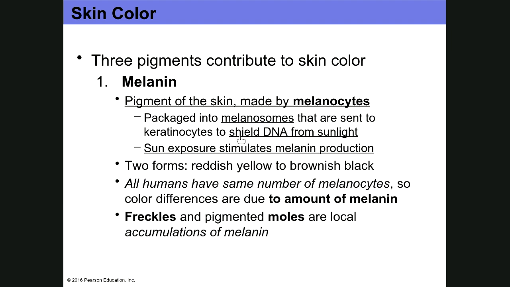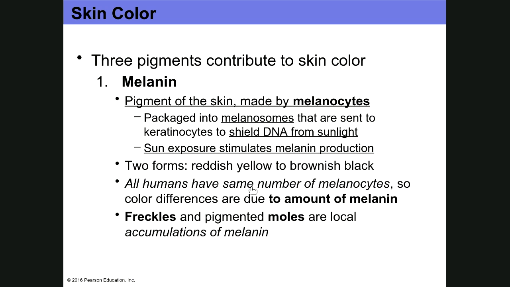So it follows that if you increase the amount of sun exposure you have, this is going to stimulate an increase in the production of melanin. This is how a suntan happens. Melanin gives a dark color, from a reddish color to brownish to black color, to the skin. So the more sun exposure you have, the more melanin you're going to produce, and therefore the darker the skin will be. Keep that in mind.